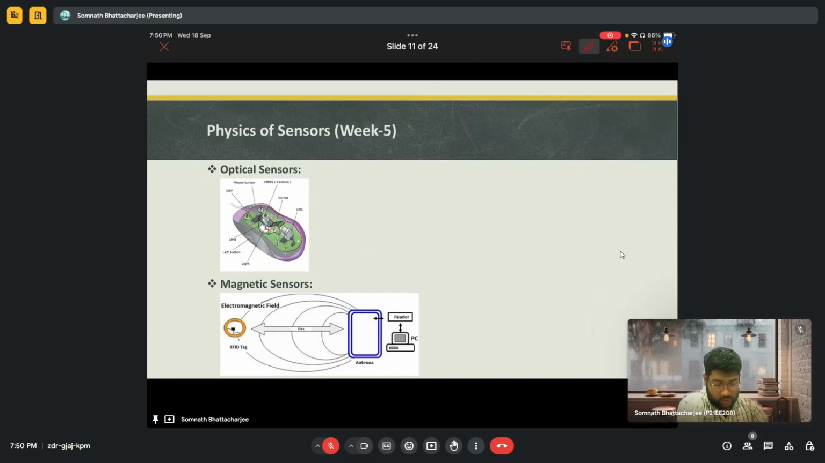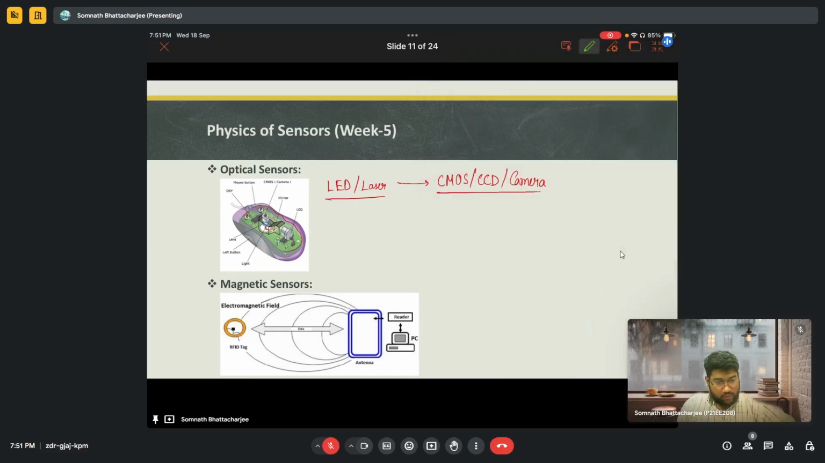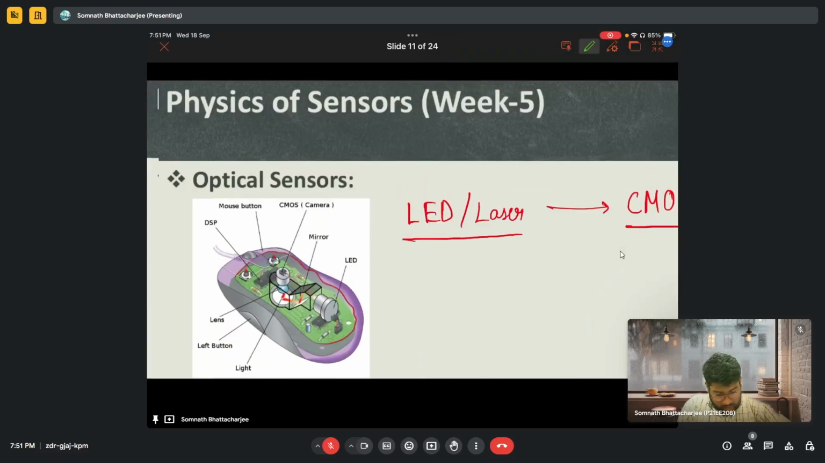As I've already told, then we come to the optical sensors. What are optical sensors? Optical sensors are based on LEDs or lasers, and we detect through a CMOS, a CCD, or a camera. The change in this optical signal is detected using a CMOS or CCD. So here, we can discuss it directly.